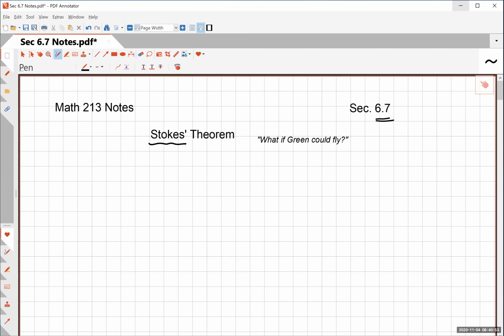It is named after a mathematician named Stokes with an S at the end. And I subtitled this section, What if Green Could Fly? Okay, remember Green's theorem? Now, Green's theorem is on a two-dimensional region, which we called R, right?